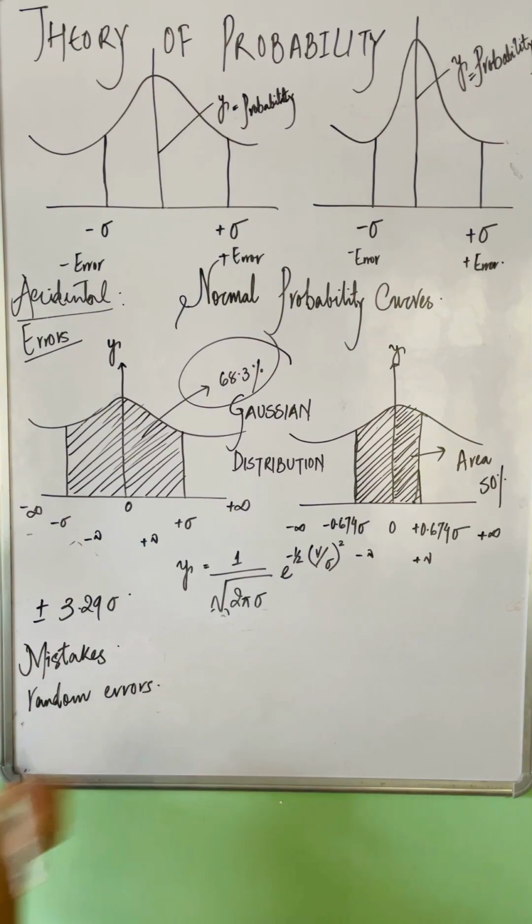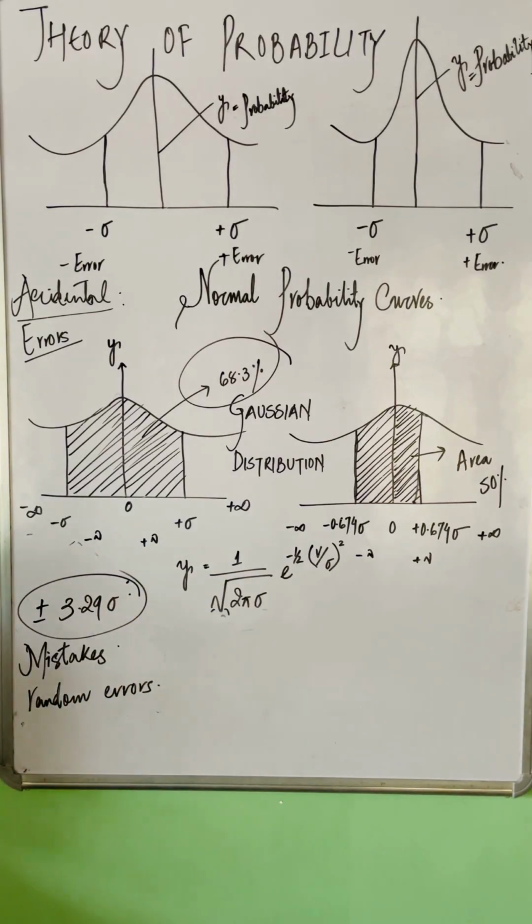Because if any measurement deviates from the mean by more than plus minus 3.29 sigma, it is considered a mistake and that measurement is ignored, rejected. All right. So this maximum error is often used to separate gross errors from random errors. And if any measurement deviates from the mean by more than plus minus 3.29 sigma, that measurement is rejected because that is a mistake.